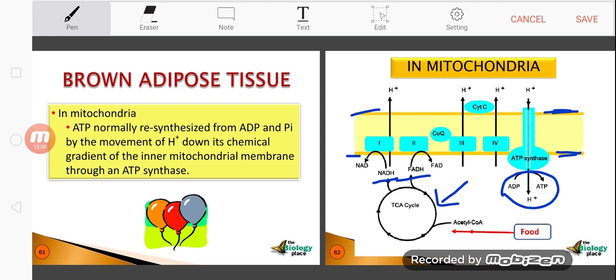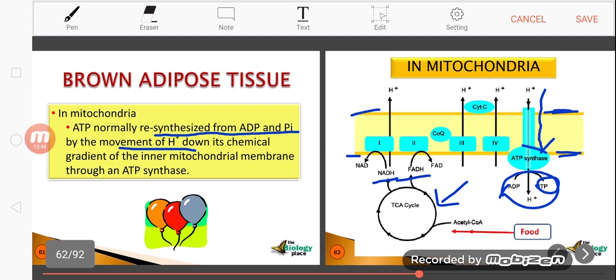Okay, ATP is normally resynthesized from ADP and inorganic phosphate by movement of H plus down its chemical gradient. The last phase is this H plus will go down their concentration gradient. As they go down the concentration gradient through this protein pathway here, it will make the ADP bind to inorganic phosphate to produce the ATP. So this is normally what happens in cellular respiration.